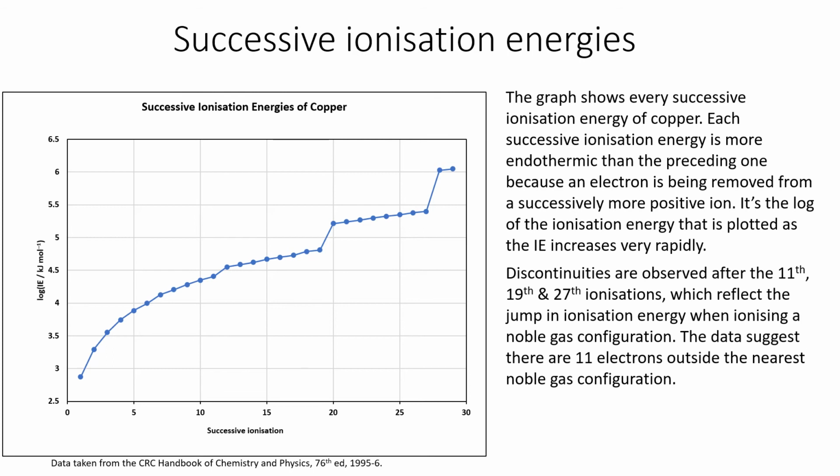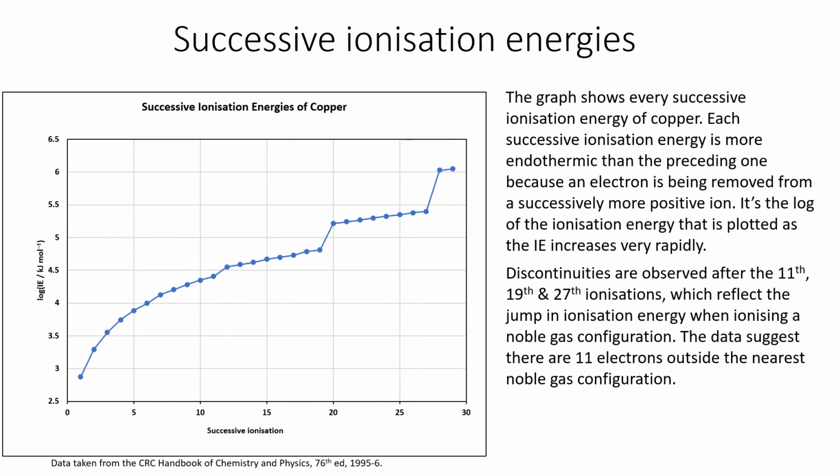And so, if you like, the unreactivity of the noble gases is kind of manifest in these pictures. So the big step up from the 27th to the 28th ionization energy reflects the unreactivity of helium. And you can see there's a similar thing going from the 19th to the 20th ionization energy there. And this actually reflects the unreactivity of the next noble gas, neon.